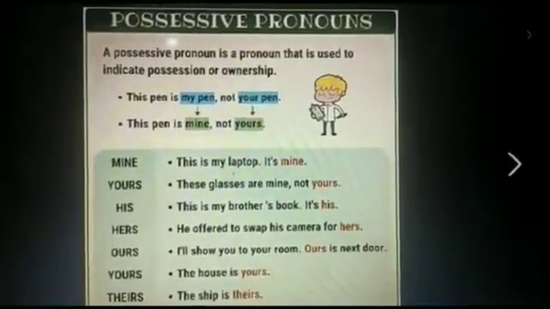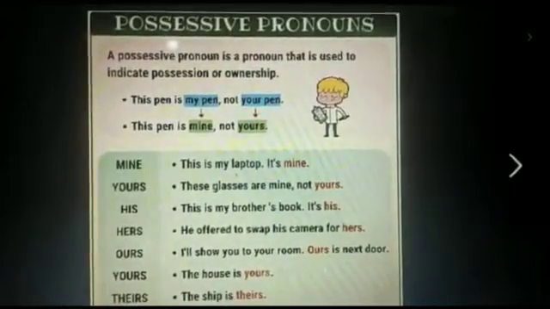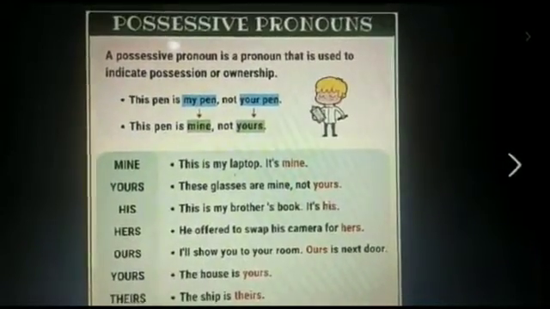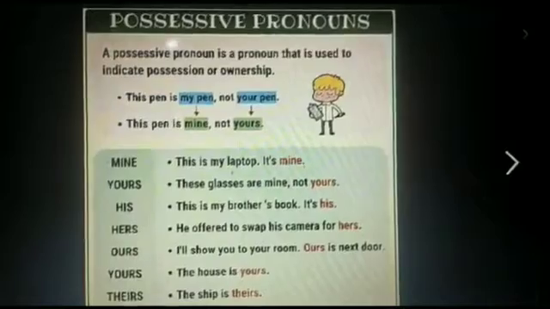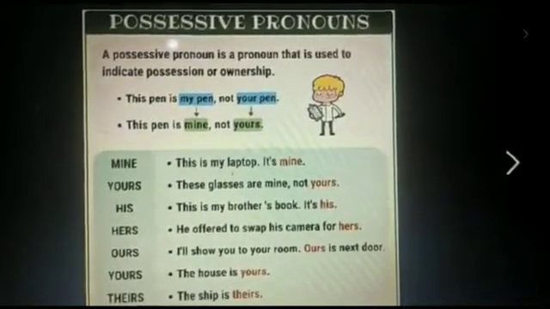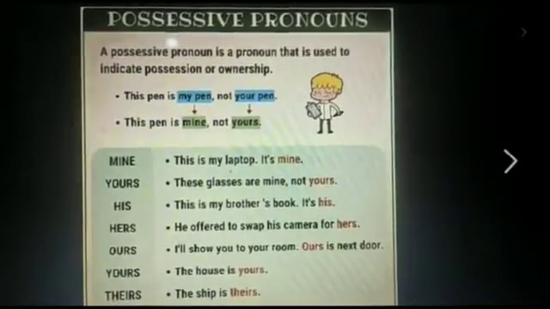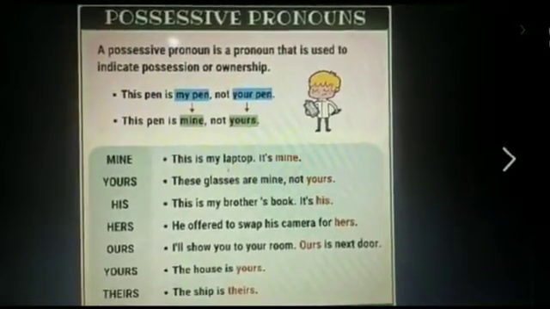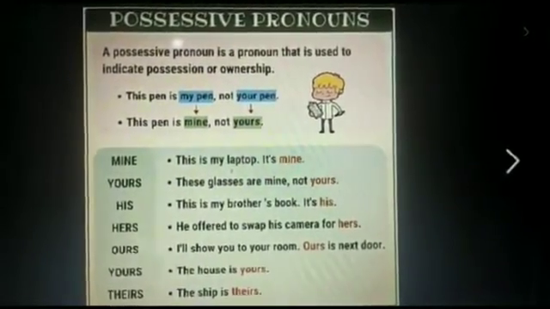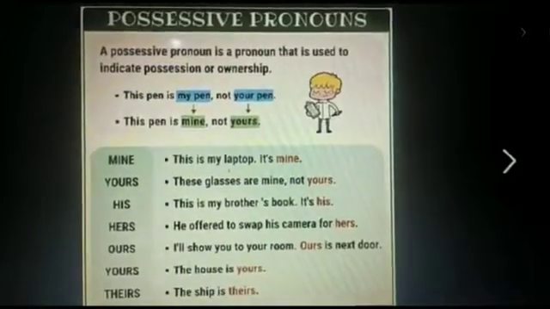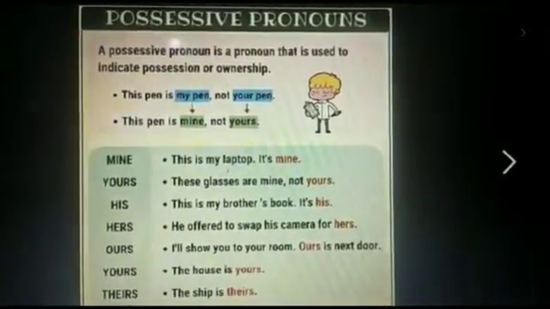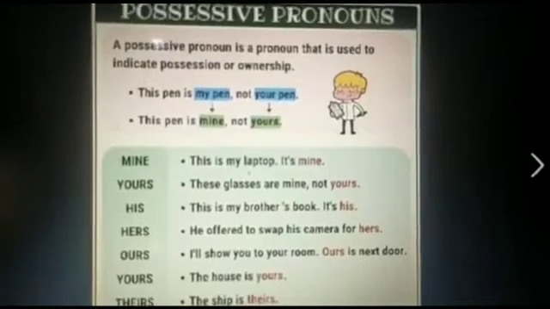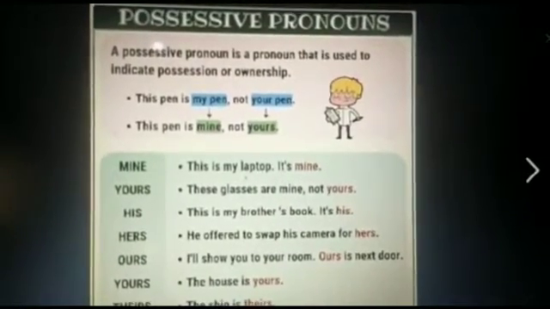Some more examples. This is my laptop, it's mine. These glasses are mine, not yours. This is my brother's book, it's his. He offered to swap his camera for hers. I'll show you to your room. Ours is next door. The house is yours. The ship is theirs. Remember one thing, you will never use the apostrophe in the possessive pronouns.